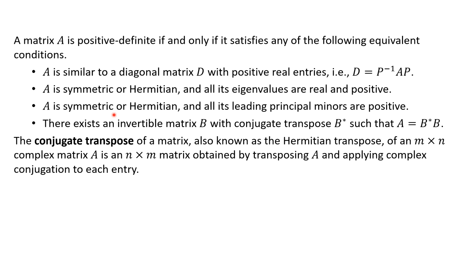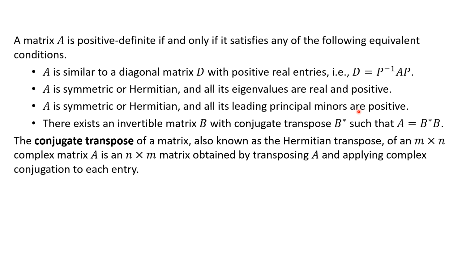A is symmetric or Hermitian, and all its leading principal minors are positive. So this is a bit obscure, but let me try to explain this. So what is a minor of a matrix? A minor is that you remove a row, say row 3, and a column, say column 1, and then you form a matrix with that column and row removed, and take the determinant. And then it's saying that they need to be positive.